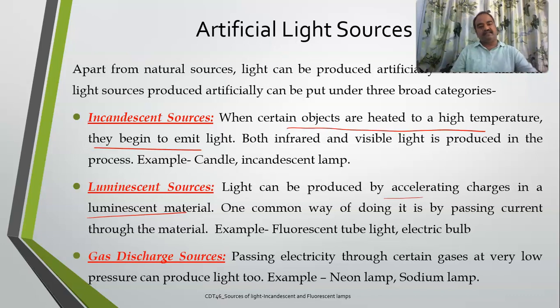The next type is gas discharge sources, where electricity is passed through certain gases at very low pressure. This will produce light. Examples are the neon lamp and the sodium vapor lamp. When discharge passes through the vapor, you can experience light. So these are the classifications of artificial light sources.